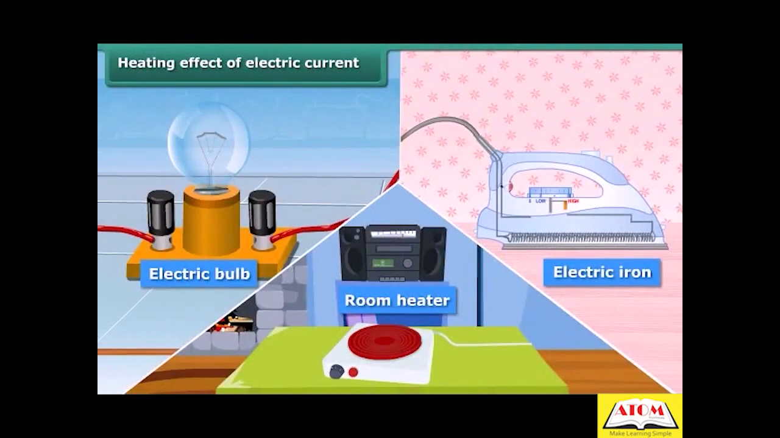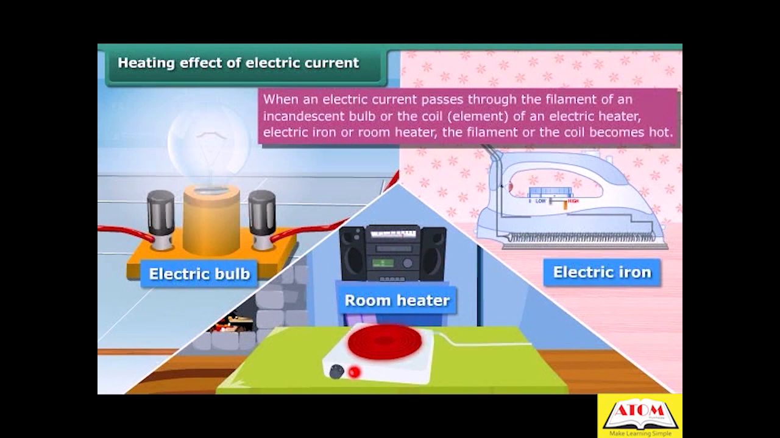Heating effect of electric current. Students, when an electric current is passed through a metallic wire like filament of a bulb or coil of an electric heater, geyser, electric iron or room heater, the coil becomes hot and glowing. This is known as the heating effect of electric current. In this condition, they radiate heat and light.